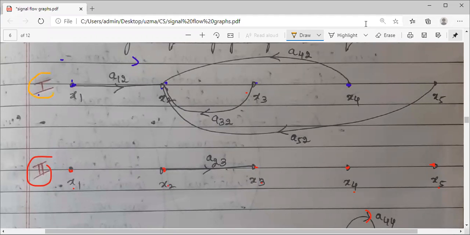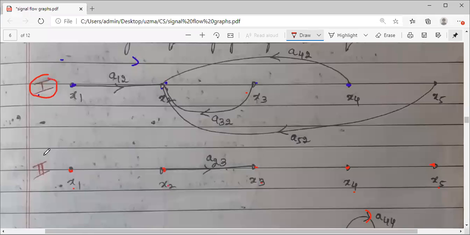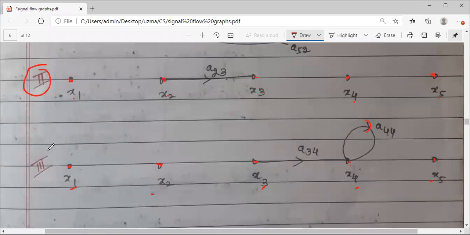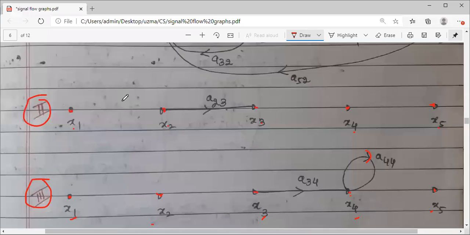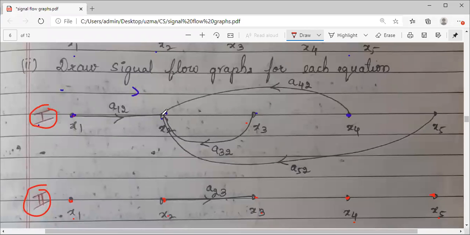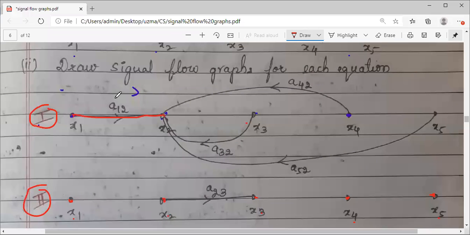Just look at these. I have marked with a red pen, indicating this is your first equation, second equation, third, and fourth. So these are the 4 equations, 4 signal flow graphs. Let me start from X1. Observe between X1 and X2, there is one line. So when I draw the overall signal flow graph, between X1 and X2, I will draw a line with gain A12.